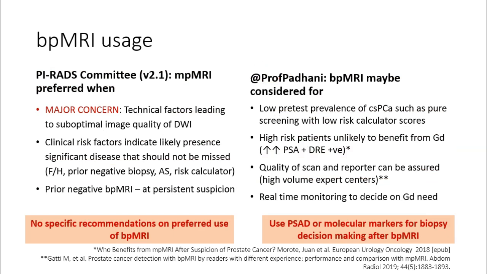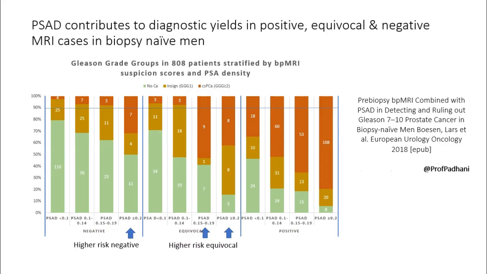So one way of getting around this is to do real-time monitoring to decide on the need for contrast medium. But a lot of us are unable to monitor the scans as they are being undertaken. Finally, one could use a biomarker such as PSA density when deciding on the need for biopsy after a biparametric MRI scan, because we expect the proportion of PIRADS 3 to increase.